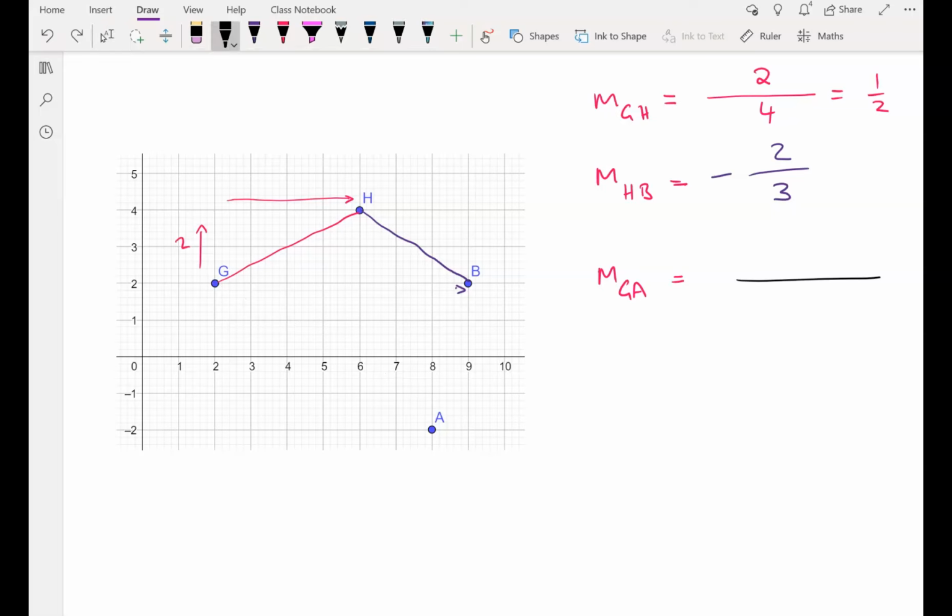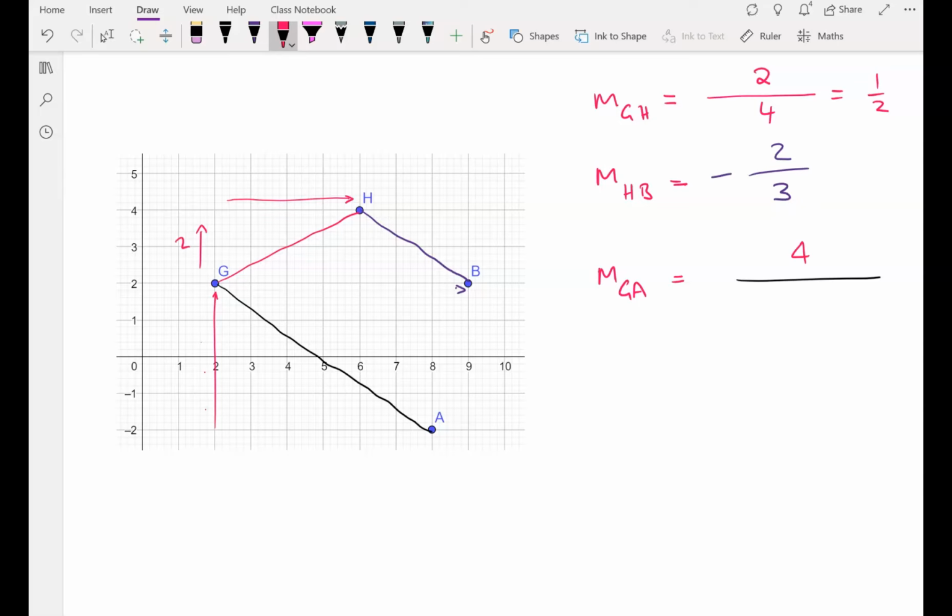Not very accurate. Let's see if we can draw a little bit better in freehand. There we go. GA, what is that gradient going to be? Well, how much have I risen by? I've risen that amount there. I've gone up 1, 2, 3, 4 blocks. So it's a rise of 4.